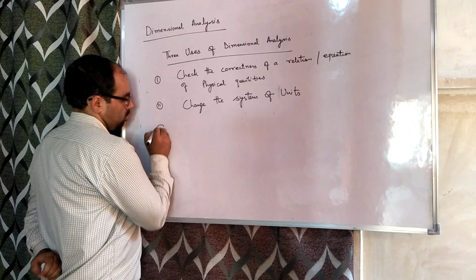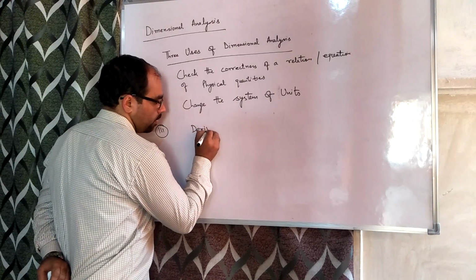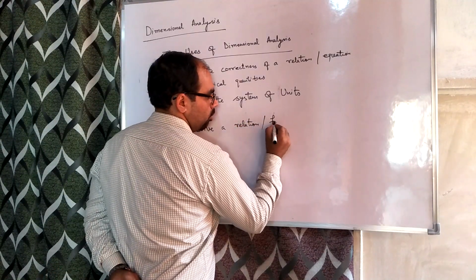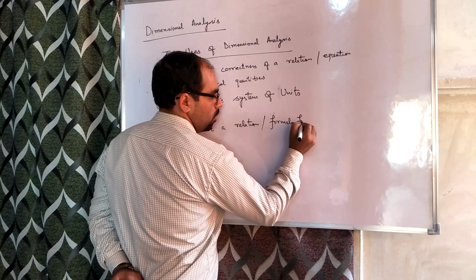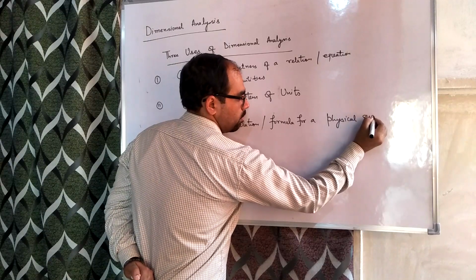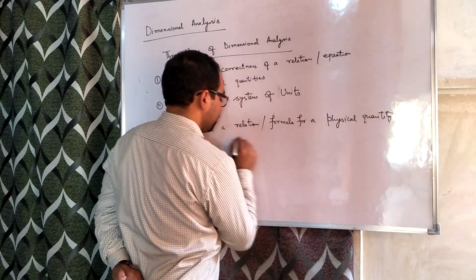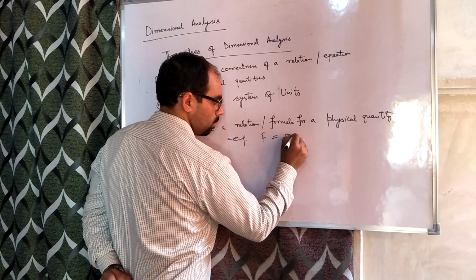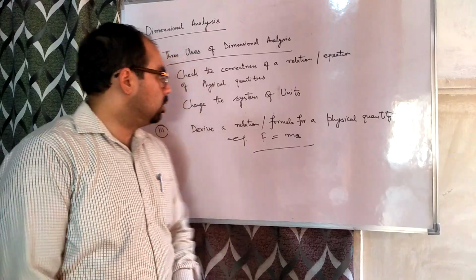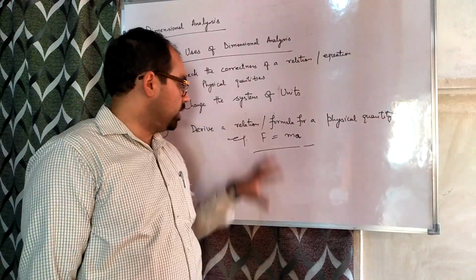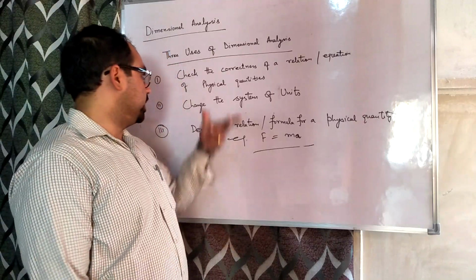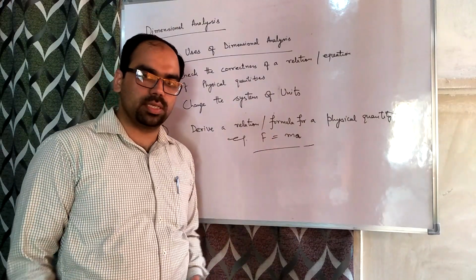And third one, you can derive a relation, or simply you can say a formula, for a physical quantity. For example, we have learned F is equal to ma from Newton's laws, but with the help of dimensional analysis, you can derive this F is equal to ma. Now, let's see how we can get the uses of dimensional analysis one by one.